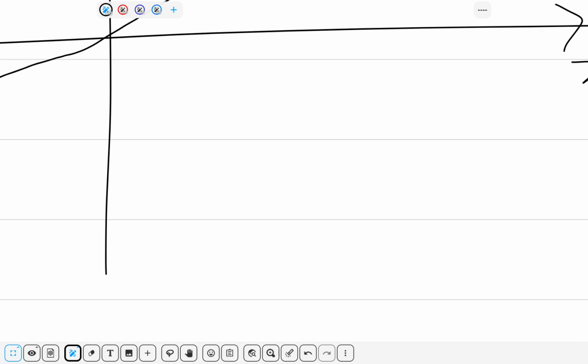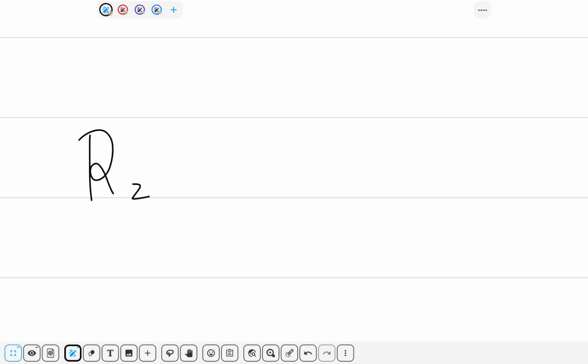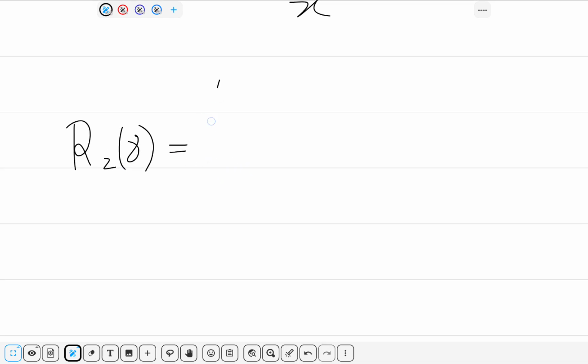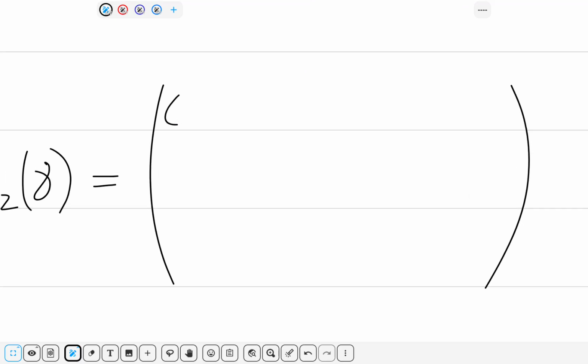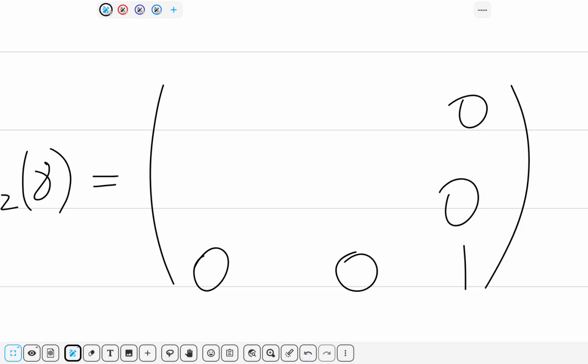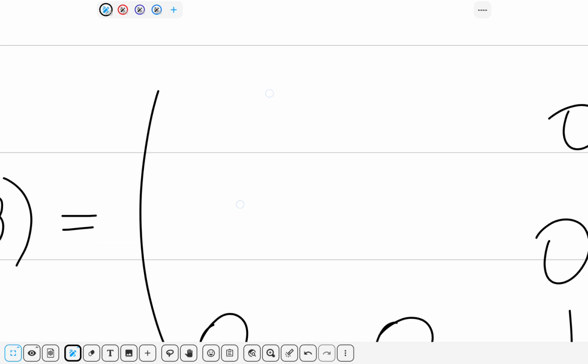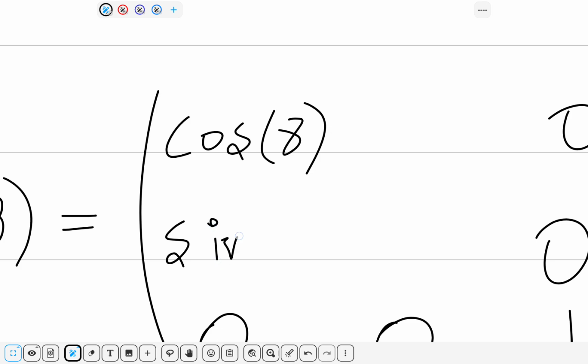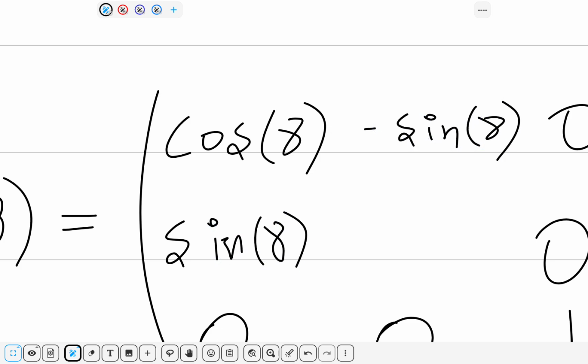And as we know, the rotation about the z-axis by some angle, let me call it gamma, about the z-axis, the matrix is represented something like this. So this is just as it is. So it will be cos gamma, sin gamma, minus sin gamma, and finally cos gamma.